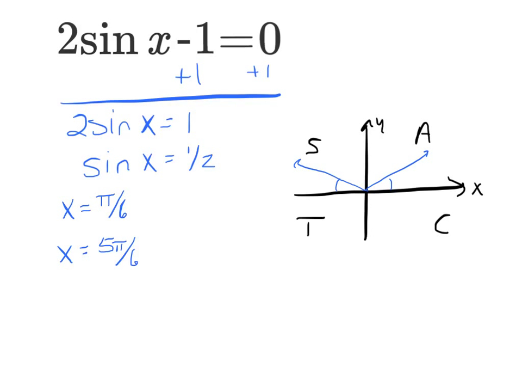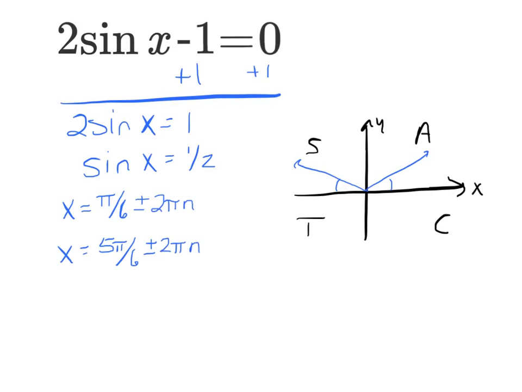Now that only gives us two angles. There are actually infinitely many angles with that solution, and that is because there are infinitely many coterminal angles to these two angles here. So, if we wanted to find all of the angles coterminal with pi over 6, we would have to add or subtract multiples of 2 pi. So we write that down. We're going to add or subtract multiples of 2 pi. And then the same thing with 5 pi over 6. We're going to add or subtract multiples of 2 pi.